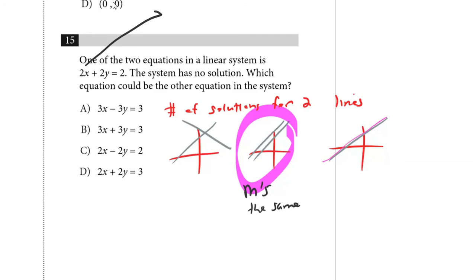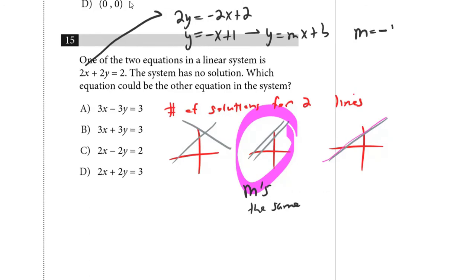So let's find some information about the slope. We can do that by putting this into y equals mx plus b. Let's subtract 2x from both sides. 2y is negative 2x plus 2. Divide by 2, and you get y is negative x plus 1. So this is the given equation after we've solved it for y. And if that is y equals mx plus b, we just found out that the slope is the negative 1 in front of the x, and the b is the 1 at the end there.